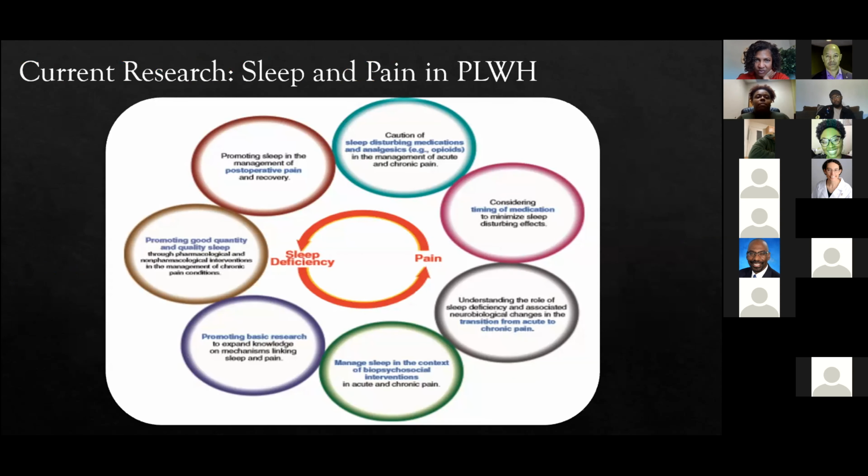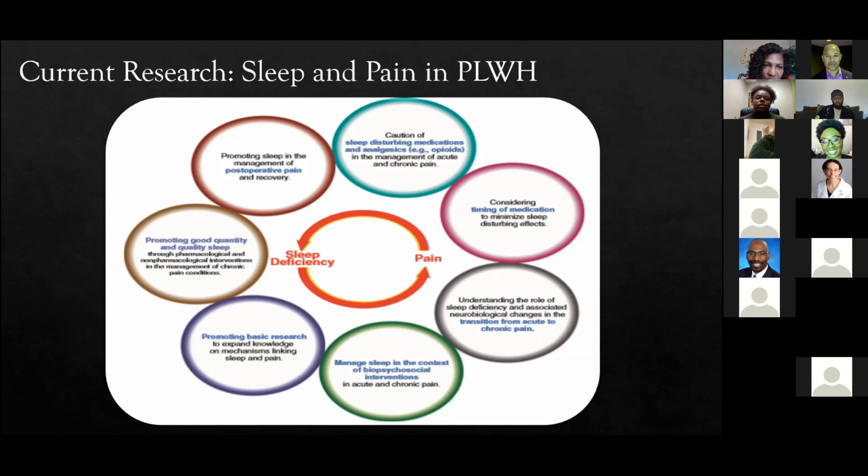Another thing that I'm particularly interested in is sleep and pain in people living with HIV. One thing that has been found over the years is that sleep is a predictor of pain, and pain can also predict sleep, but sleep is a stronger predictor of pain than pain is of sleep. So we want to figure out how to remedy sleep deficiency to provide better treatment for individuals living with chronic pain, as well as for people living with HIV, since chronic pain is common.